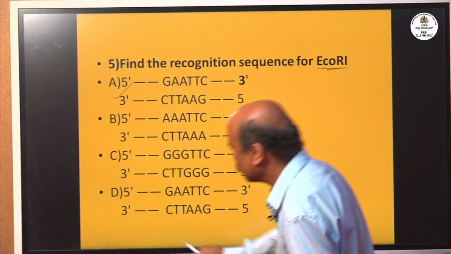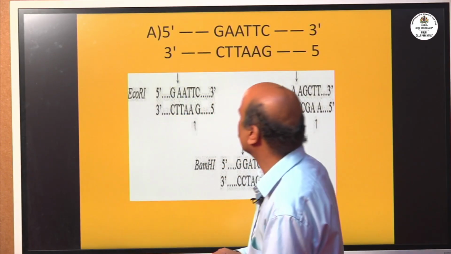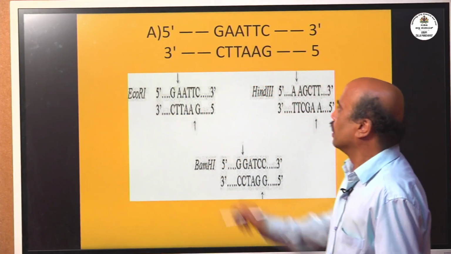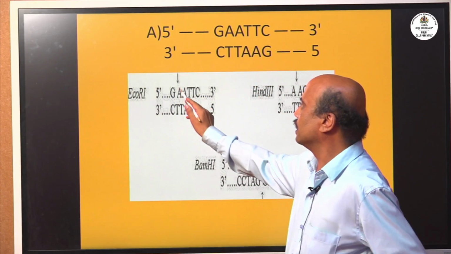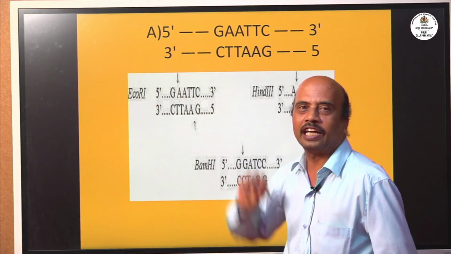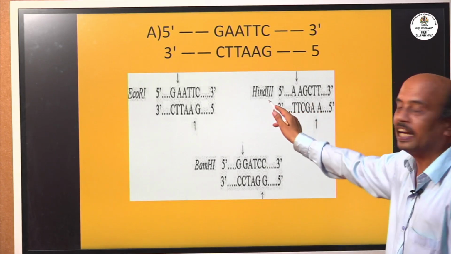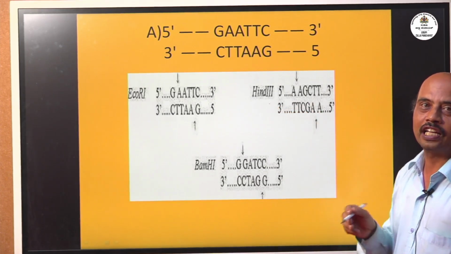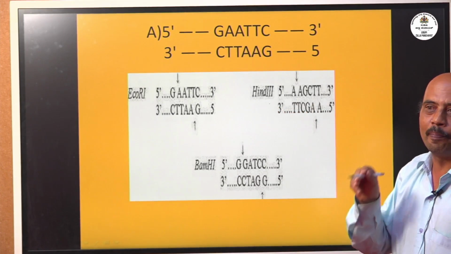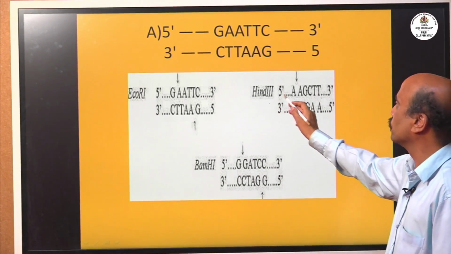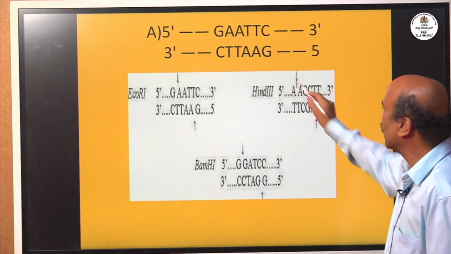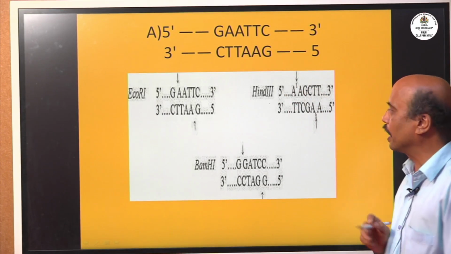So GAATTC is the recognition sequence for Escherichia coli restriction 1. And this is the recognition sequence for Hind III: Haemophilus influenzae, strain D, and order of isolation third. See, it cuts here, leaving behind sticky ends.